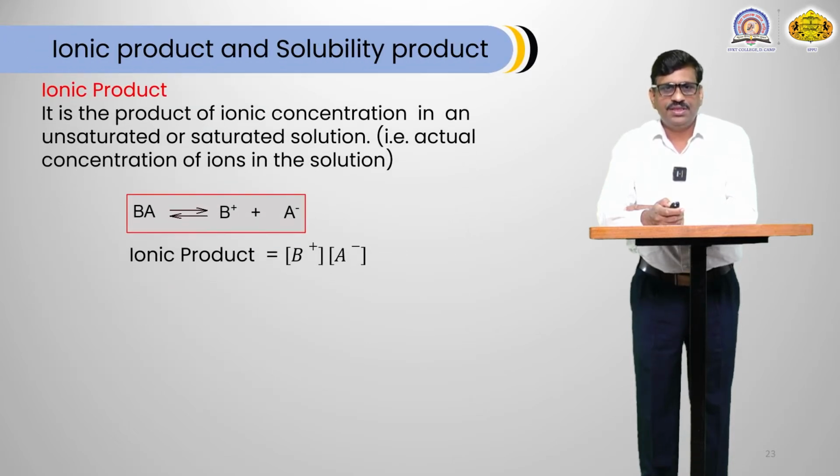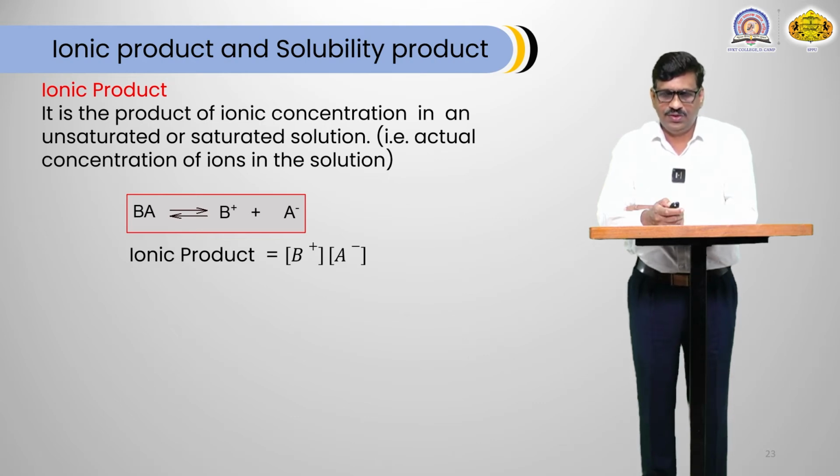Now another term is ionic product. It is the product of ionic concentration in an unsaturated or saturated solution. That is the actual concentration of ions in solution. Solubility product and ionic product, these are two different things.